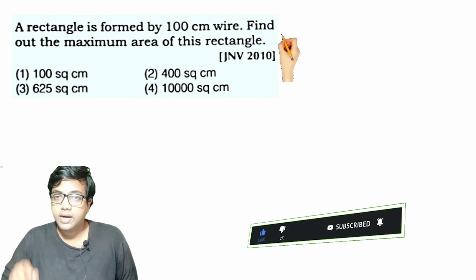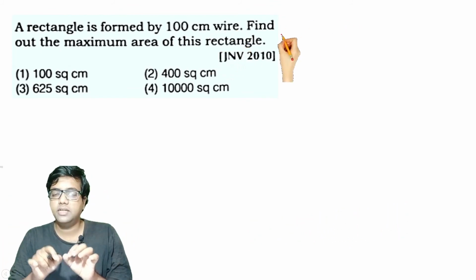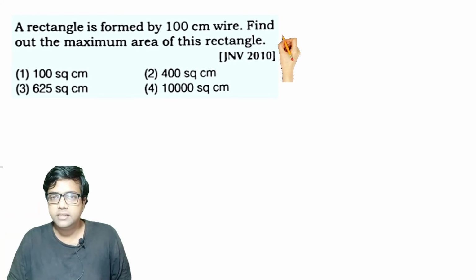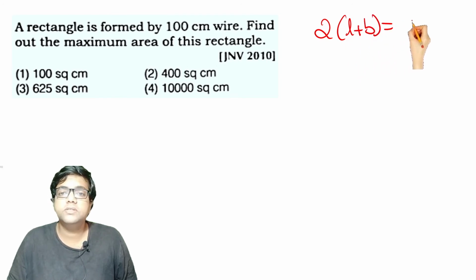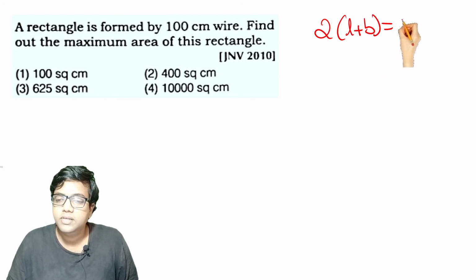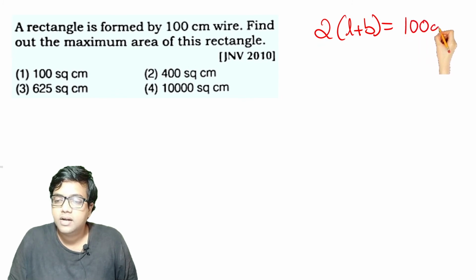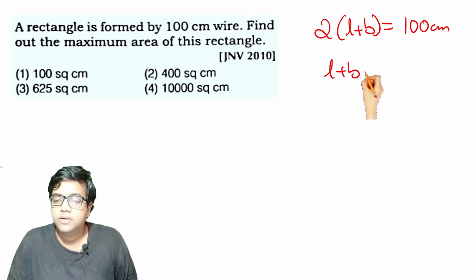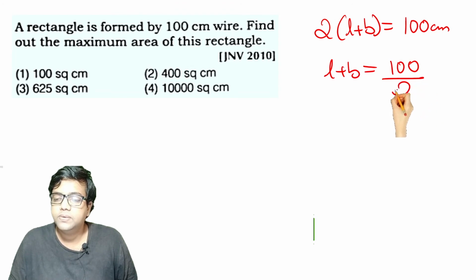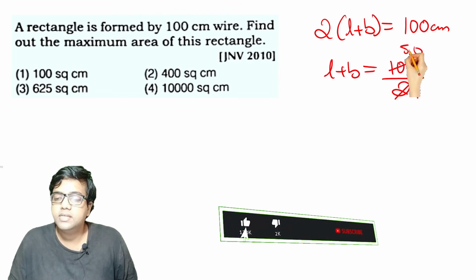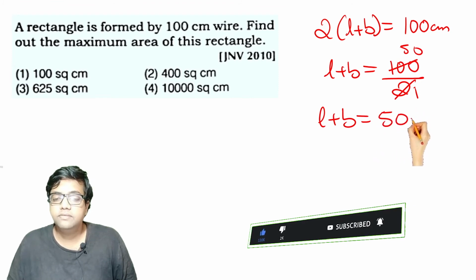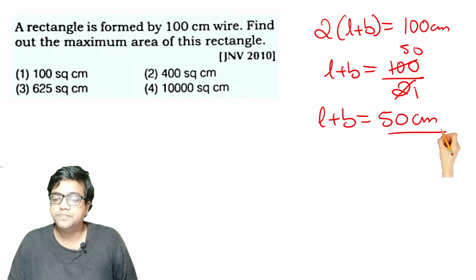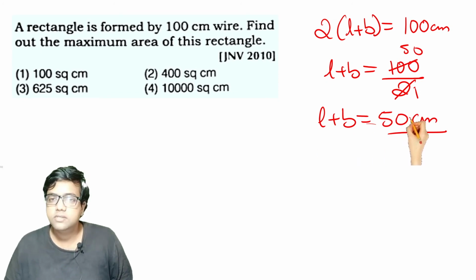Okay, so a rectangle is formed by a 100 centimeter wire. That means 100 centimeter is going to be its perimeter, right? Perimeter means 2 into length plus breadth, which is going to be 100 centimeter here. So length plus breadth is equal to 100 by 2, which is going to be 50 centimeter. So both length and breadth will give us 50 centimeter.